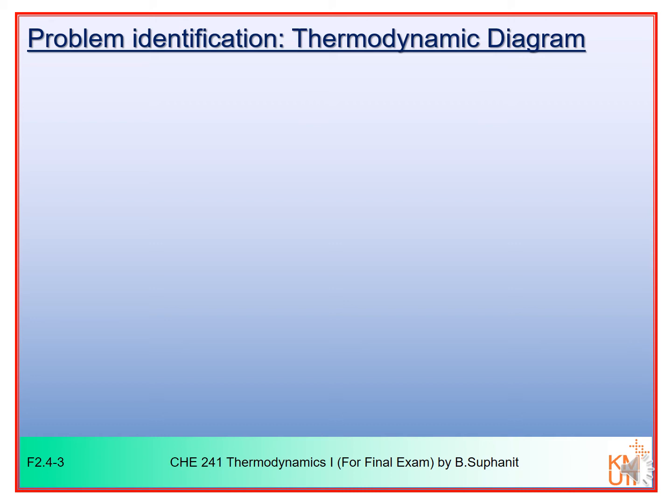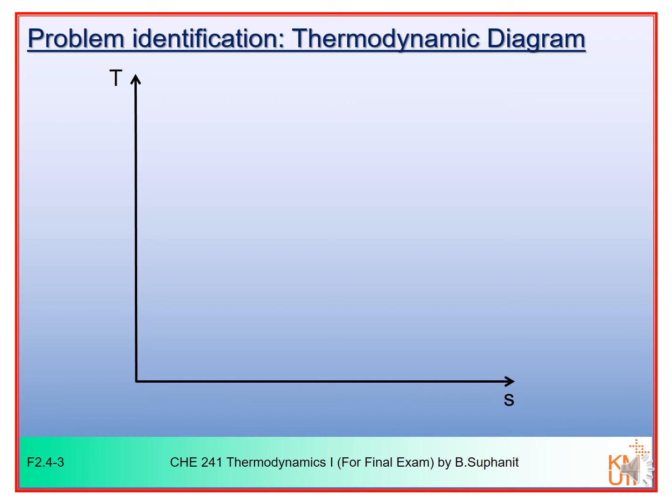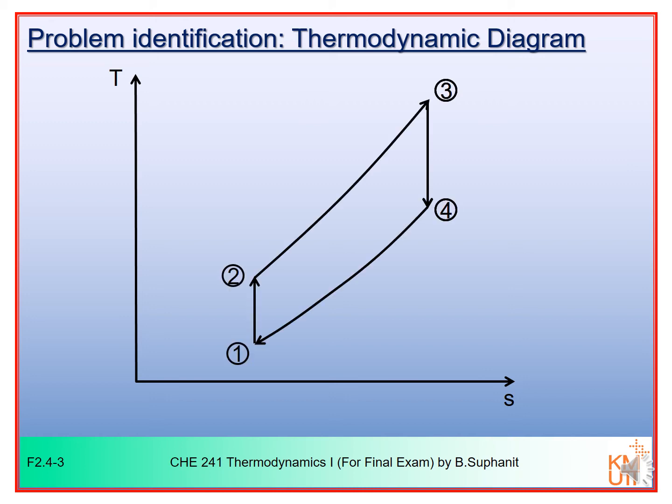Here, we use a T-S diagram. We have an ideal air standard Brayton cycle, which consists of two isobaric and two isentropic processes as shown. In the two isentropic processes, we require compressor work in process 1-2 and obtain turbine work from process 3-4. In the two isobaric processes, we need to supply heat in process 2-3 and to reject heat from process 4-1.